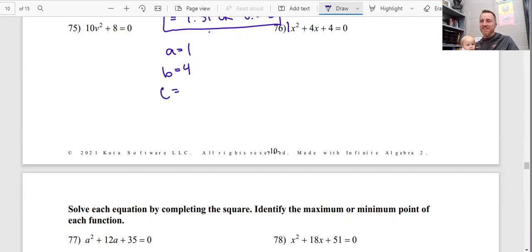So number 76, you have an A value of 1, B is 4, and C is also 4. So negative B is negative 4 plus or minus the square root of B squared. So that would be 4 squared minus 4 times A times C all over 2A.